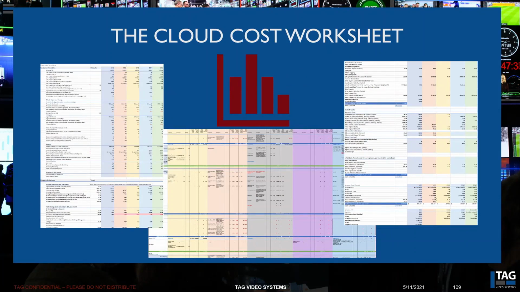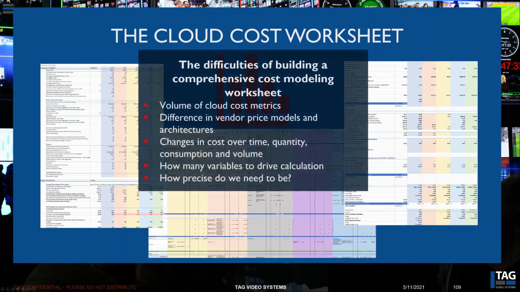So when you build a cloud worksheet, it can be very complex. This is just some screenshots of one I built a while ago. I built these to be able to figure out what the cost is for different channels with different workflows and how many of each of those I ran, and then to look across different vendors and their costs, and to also look at all the costs in the cloud and such. And it takes a while to get this right. It's very complicated because there's a lot of things to understand about this.